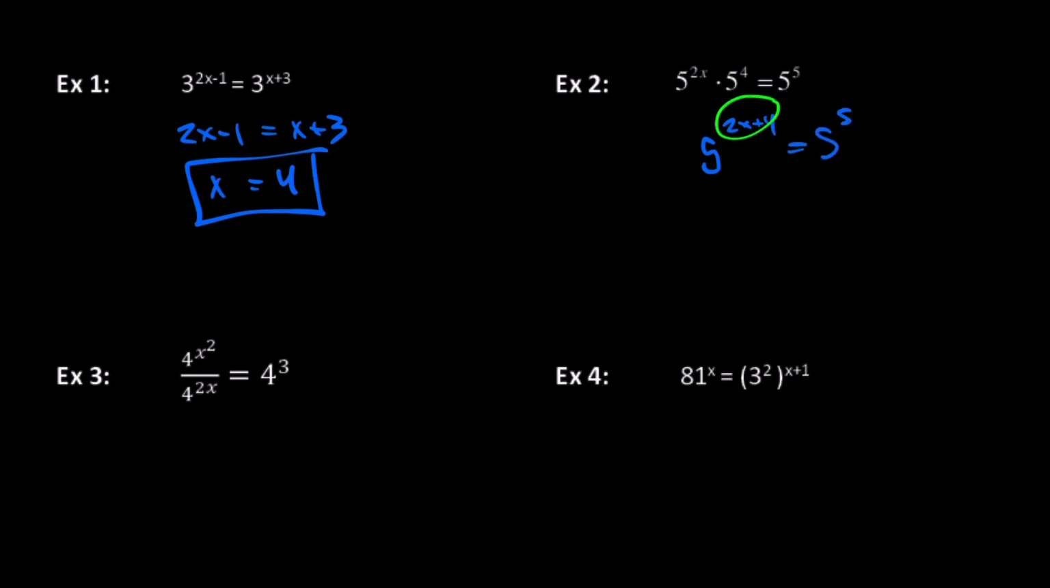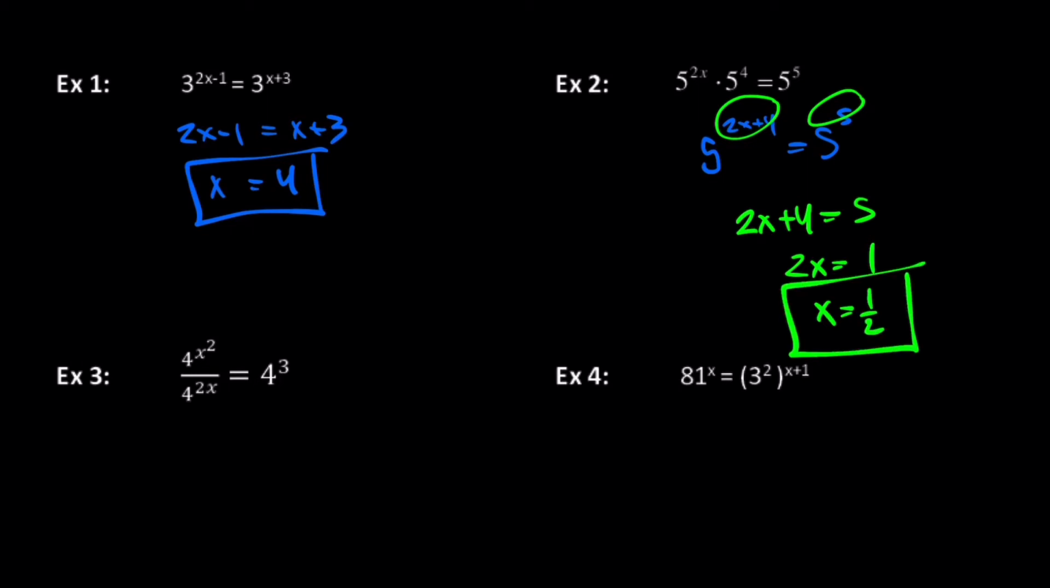Now we just set those equal. 2x plus 4 equals 5, 2x equals 1, x equals 1/2. Well, again, I'm not going to move on until I check it. It doesn't take that long.